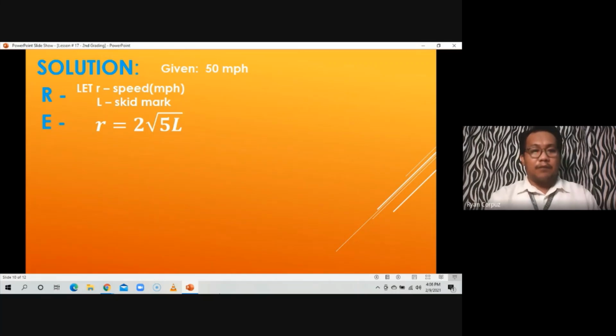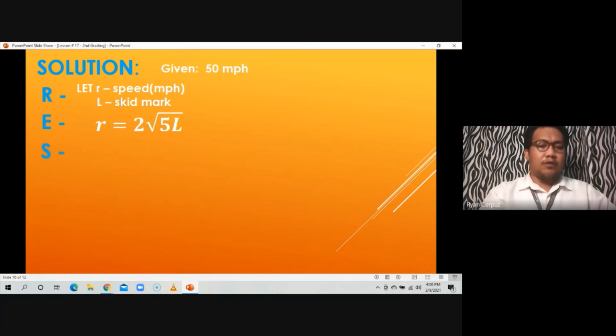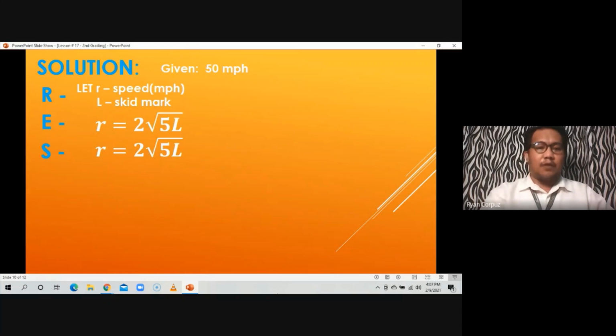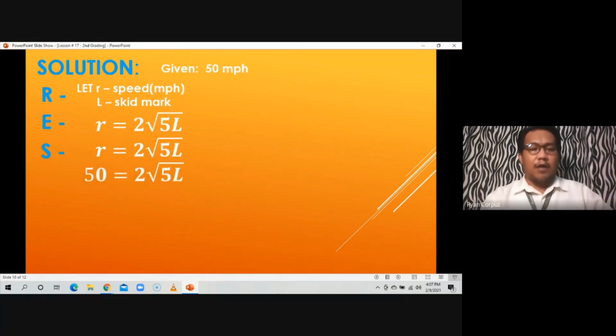So with the help of this given in the problem, simply substitute it to the equation given also so that we can solve for this equation. So in solving for it, write first the given equation, then substitute the values in the given. So ang value natin is 50 miles per hour. That's the speed or the rate that we are looking for. That's also the same as the rate, is equal to 2 times the square root of 5L. So this L is what we are looking for.